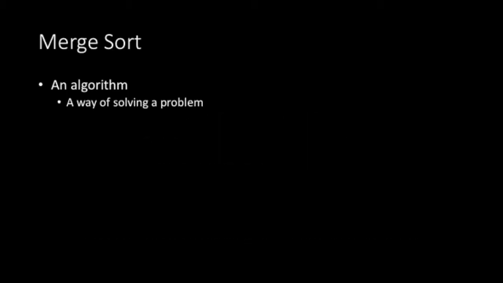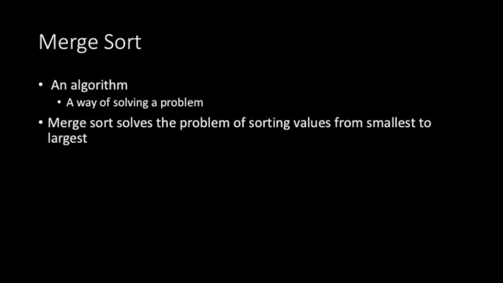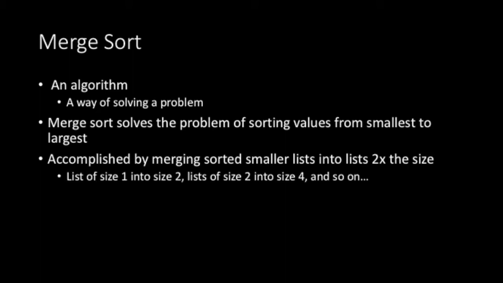Merge sort is a form of an algorithm, which in short is a way of solving a problem. Merge sort solves the problem of sorting values from smallest to largest. Now, how exactly does merge sort work, and what makes it more efficient in comparison to other ways of sorting?